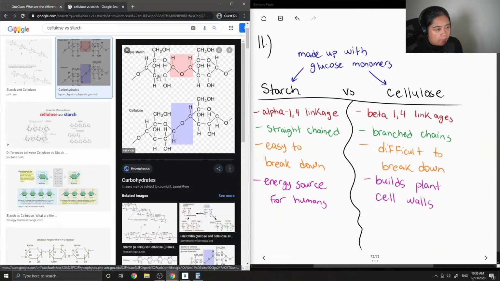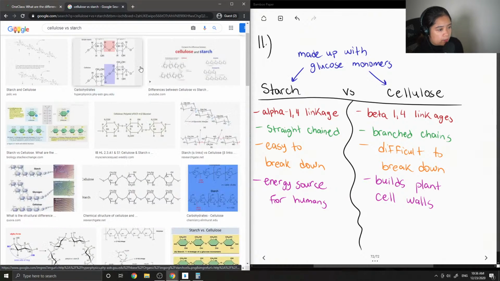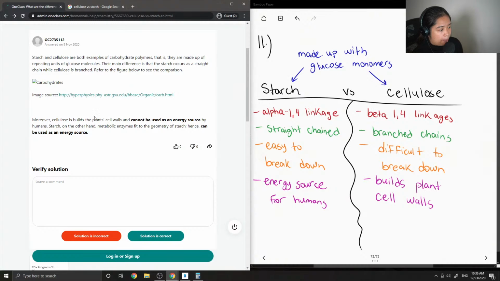So at the top is an example of a starch. So you can see the alpha 1,4 linkage. And if you look at the cellulose, the glucose linkage is a beta 1,4 linkage. Yeah, so that's one of the main differences.